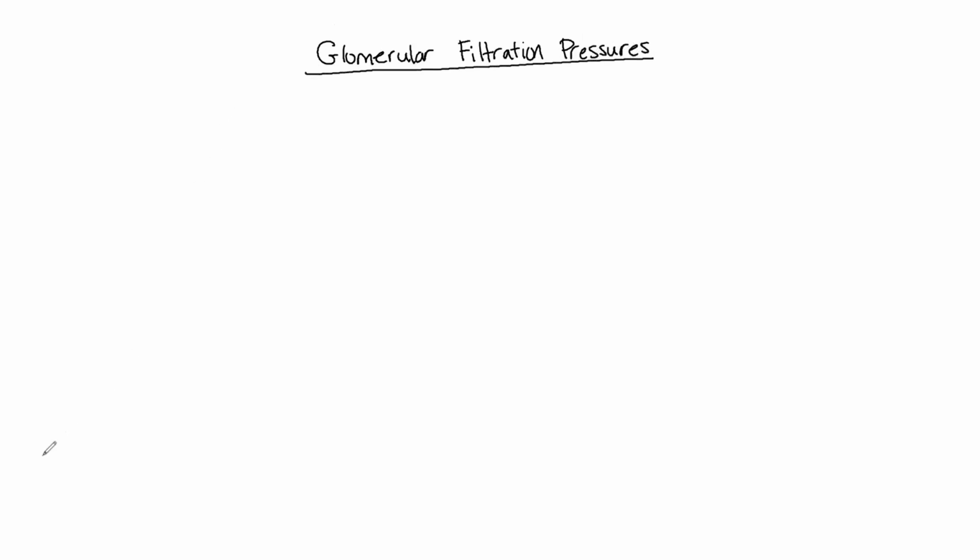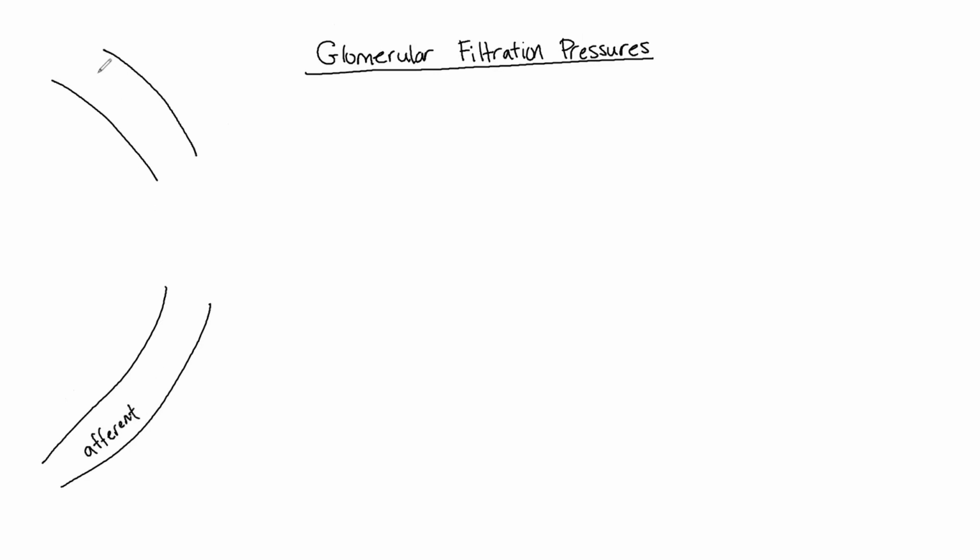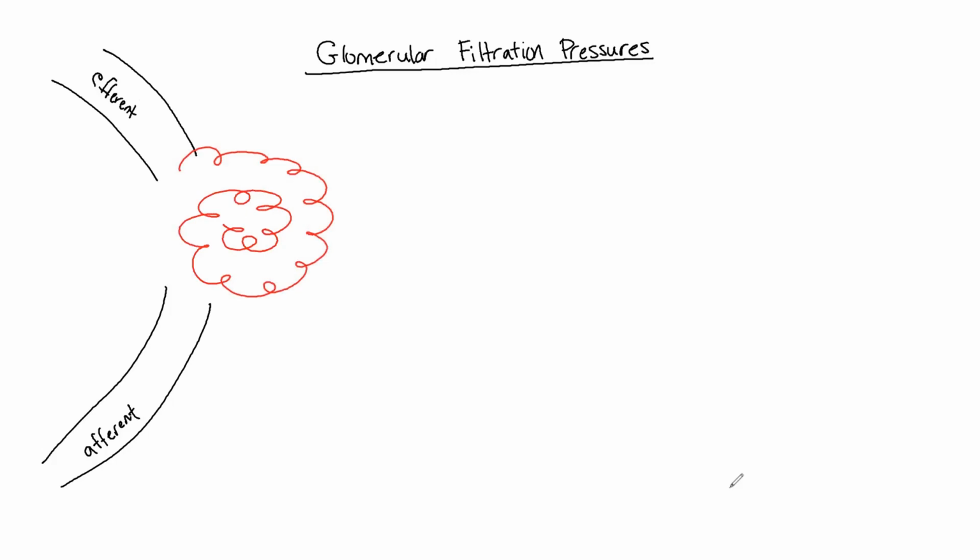Okay, and so let's remind ourselves of the anatomy here. So we have our afferent arteriole, our efferent arteriole, and then we've got our ball of capillaries. I probably should have drawn that in red because they're vessels, but I think we get the idea. So we have our ball or tuft of capillaries. And then we have our Bowman's capsule.